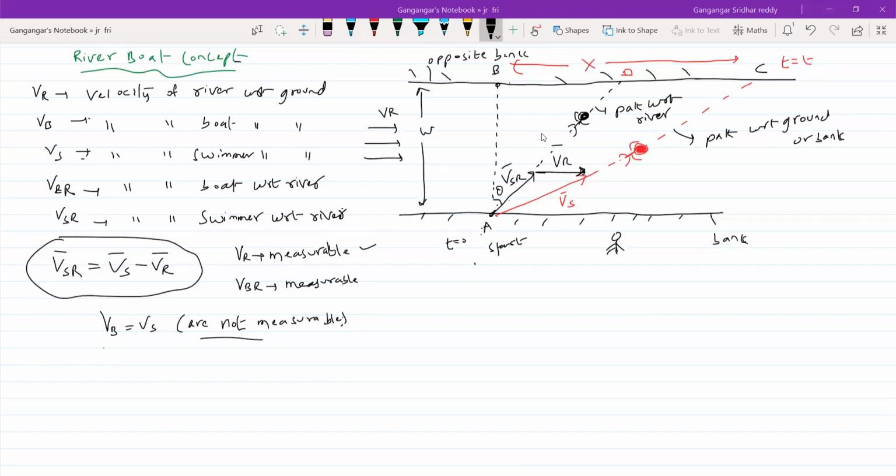Okay, better than a swimmer, take the help of a boat. The speedometer of the boat will indicate VBR, and the direction of the boatman will tell what direction he is heading in the river current, and we'll get VBR. Fine. So what is our discussion now?